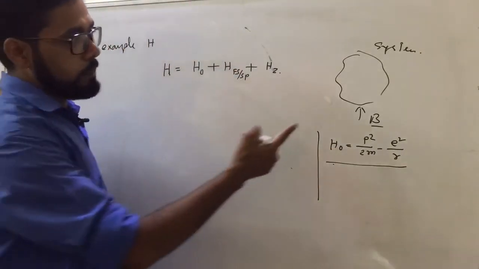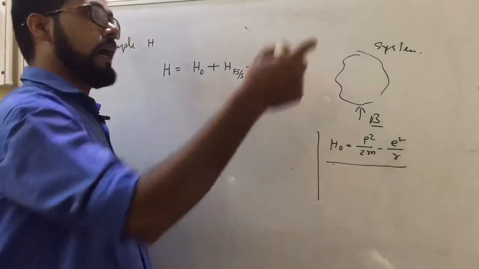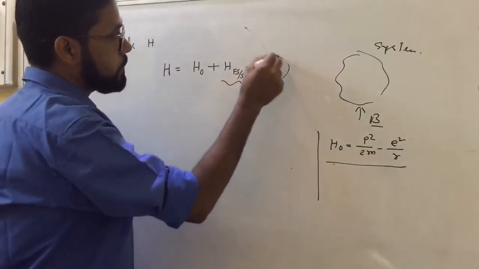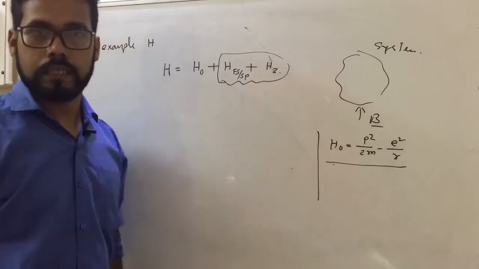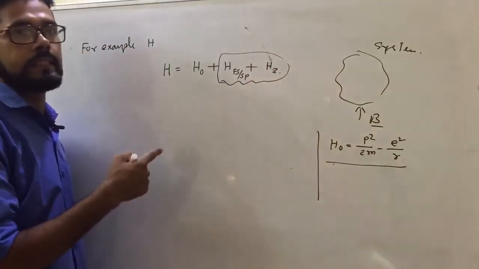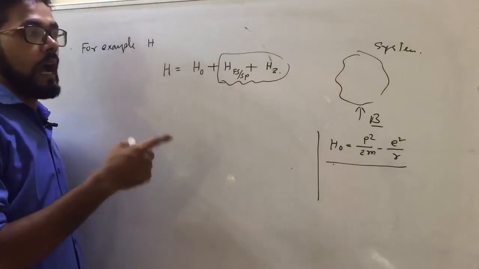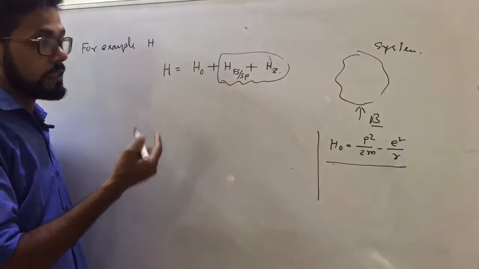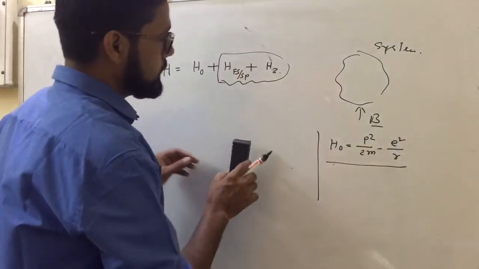Now, after application of magnetic field over the hydrogen atom system, the Hamiltonian gets changed. This part is after application of magnetic field. Then we have to calculate the energy of the hydrogen atom after application of magnetic field. This is known as a perturbation. There is an analytical theory.